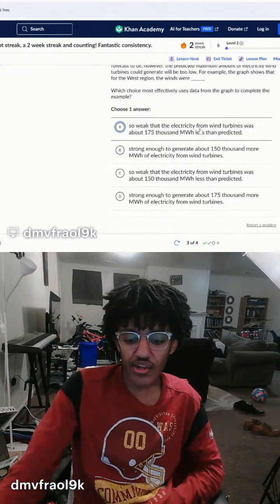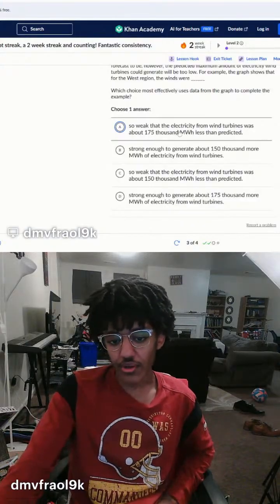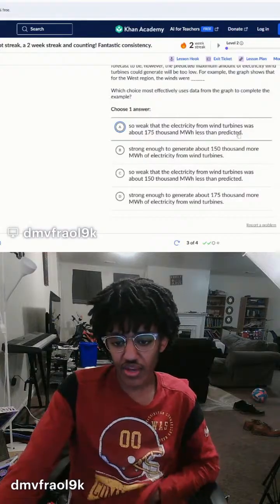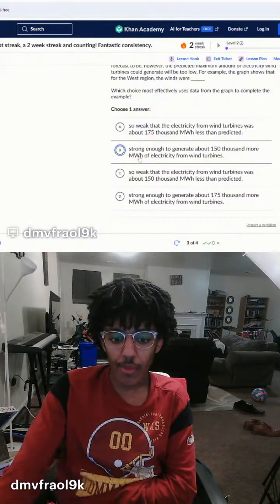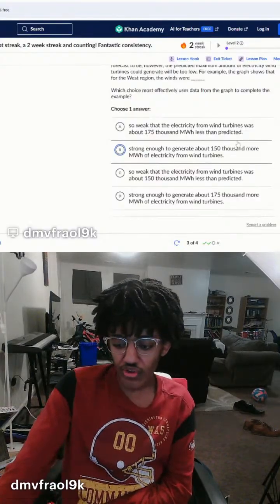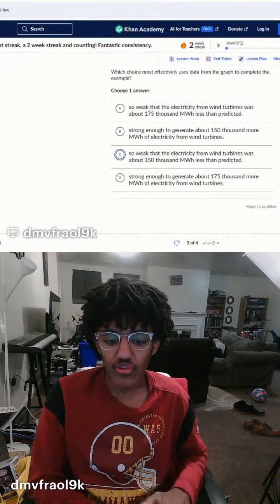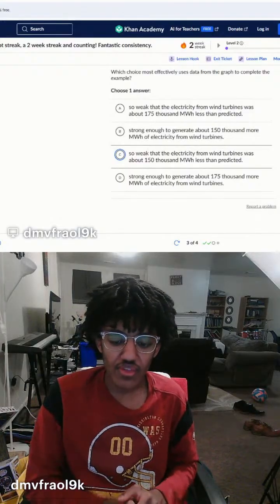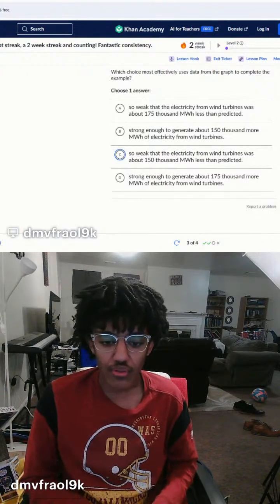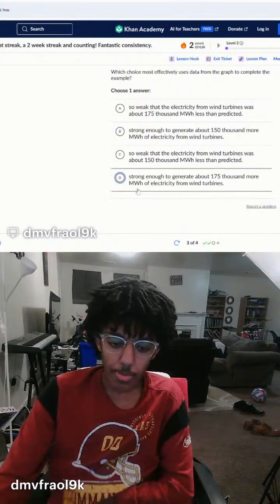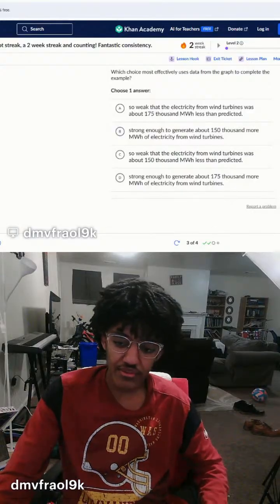So weak that electricity from the wind turbines was about 175,000 MWH less than predicted. Strong enough to generate about 150,000 more MWH of electricity from wind turbines. So weak that the electricity from the wind turbines was about 150,000 MWH less, so strong as to generate about 175,000 more MWH of electricity from the wind turbines.